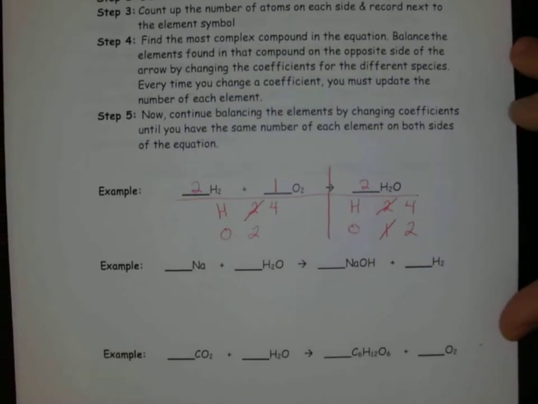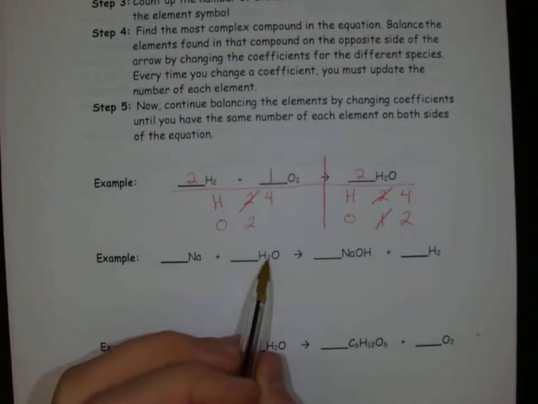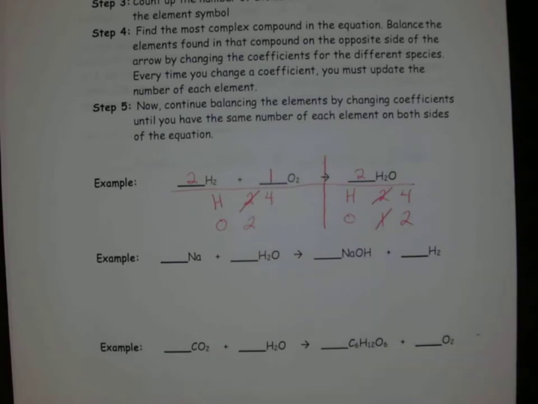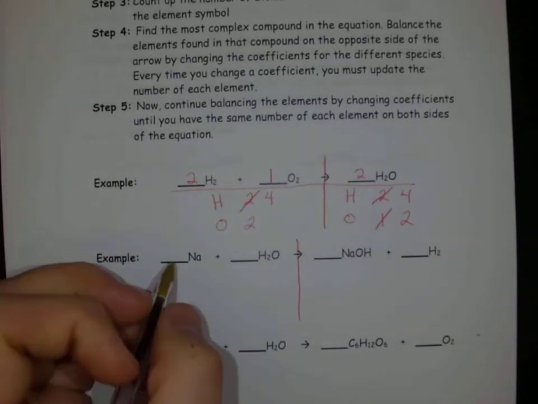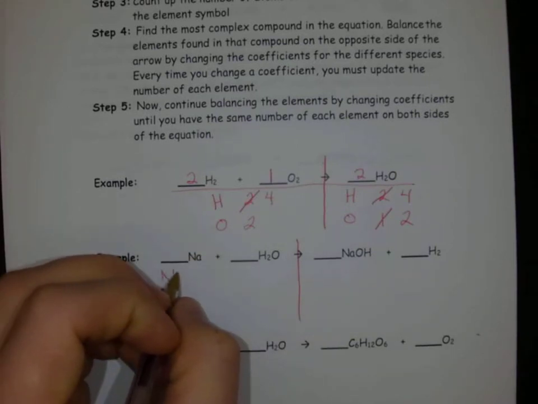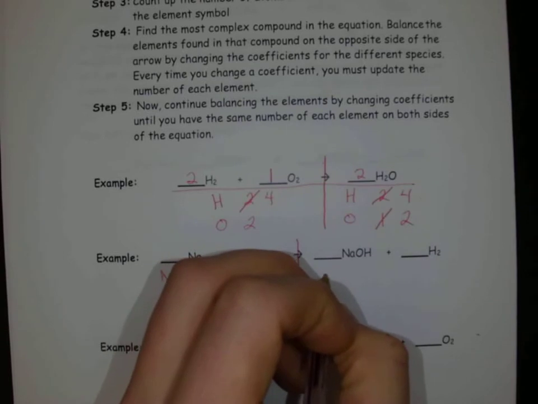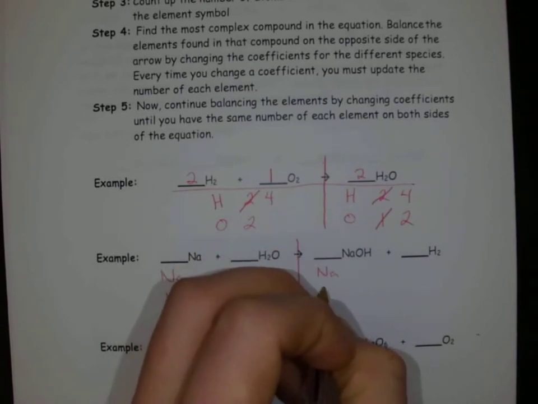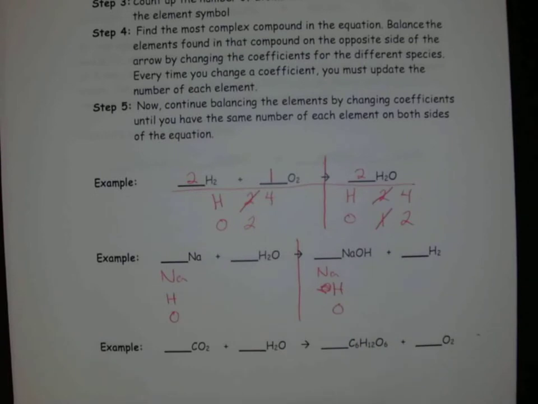Let's check another example here. This one is Na plus H2O goes to NaOH and H2. First step again, we're going to separate our 2 sides. We have Na, hydrogen, and oxygen, so sodium, hydrogen, and oxygen, and I've got the same over on the right-hand side. So that's good. I'm going to put them in the same order.